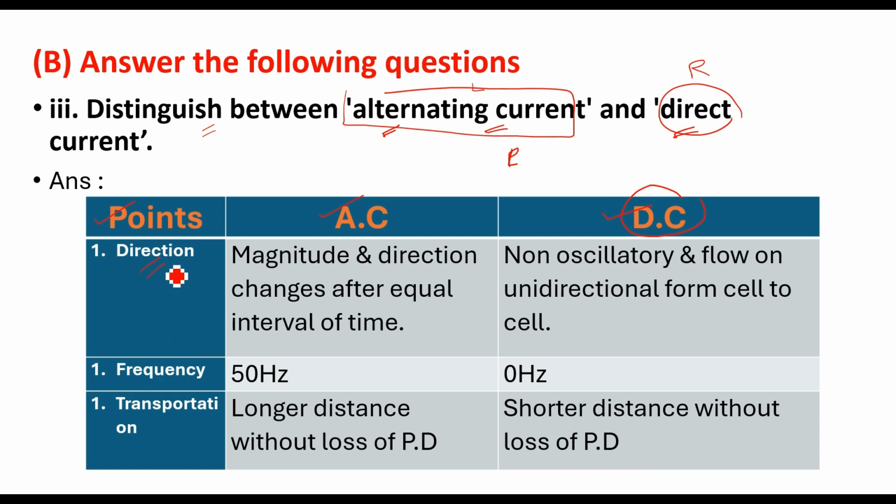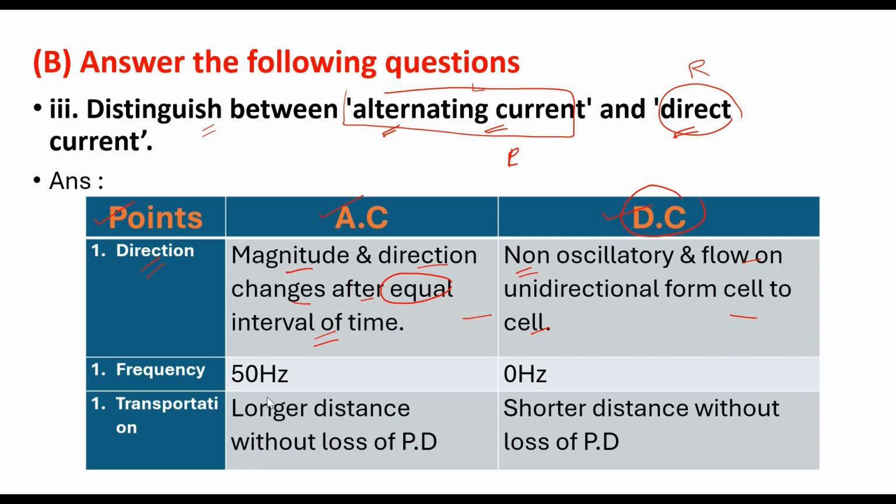The first point focuses on the direction, in which direction the current moves. Alternating current is that current whose magnitude and direction change after equal intervals of time. The magnitude, direction, equal interval of time, these three keywords should be reflected in the answer. While a direct current is non-oscillatory and flows unidirectionally from cell to cell. So what is the difference between AC and DC? It changes direction after equal intervals of time, while the DC current is unidirectional.